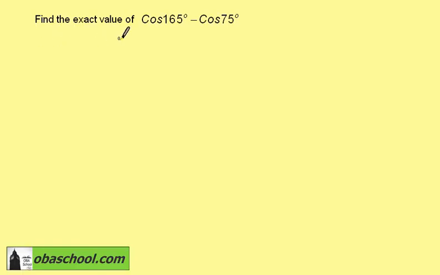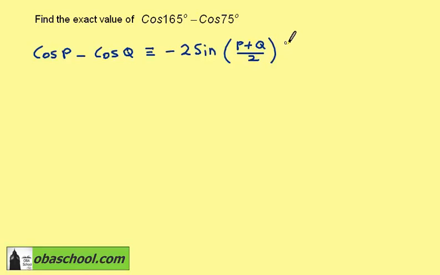We want to find the exact value of cosine 165 degrees take away the cosine of 75 degrees. We know that cos P minus cos Q is identical to minus 2 times the sine of (P plus Q) over 2 times the sine of (P minus Q) over 2. This is one of our sum and product formulae.